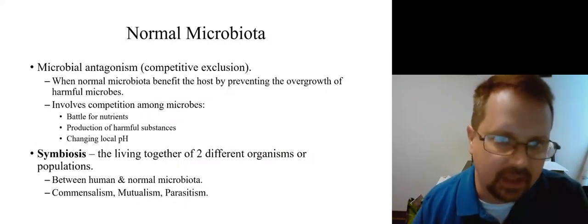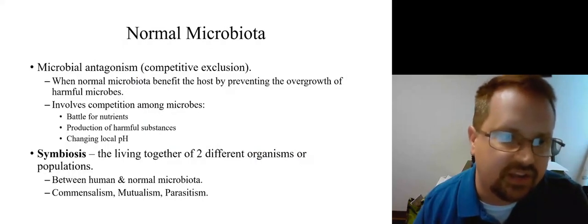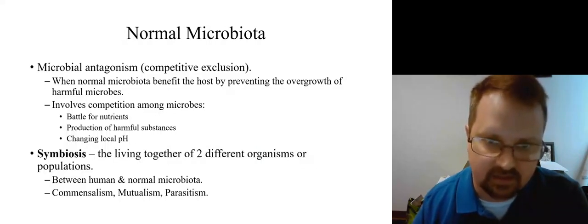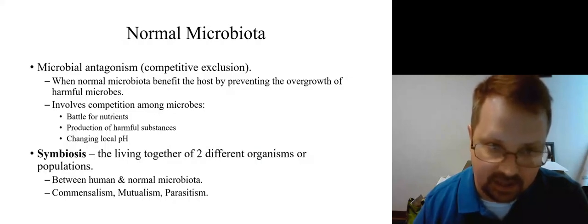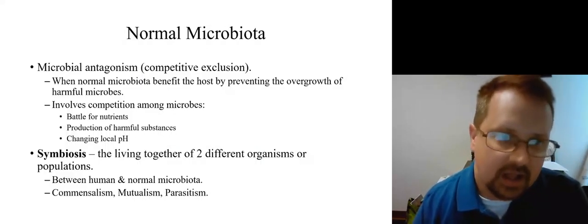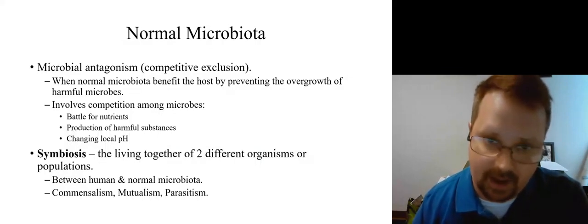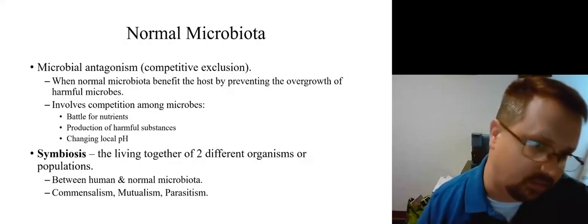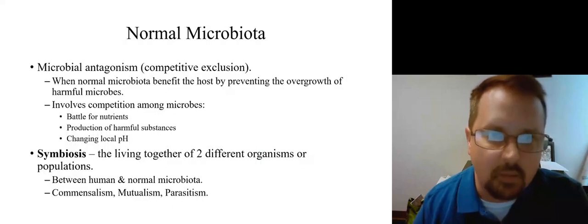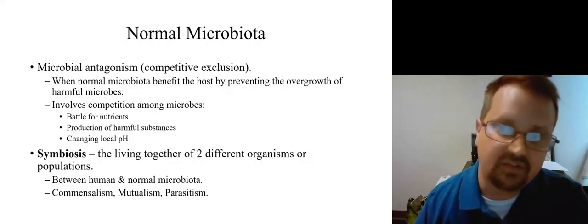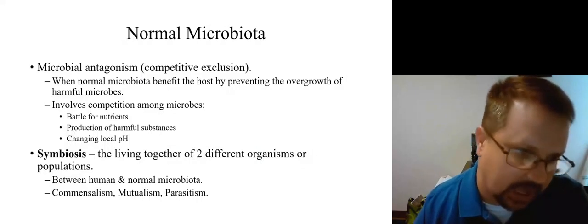Normal microbiota, one of the things they can do is they can basically live in places where other bacteria could live, occupying spaces. Competitive exclusion, that's one of the ways they can do it, which our book doesn't go into. They just happen to occupy space, but they battle for nutrients, they produce harmful substances, antibiotics, and they also change the local pH, preventing some things from growing. So there's a bunch of things that normal microbiota do to benefit us to prevent the growth of things, for example, like C. diff. Okay?